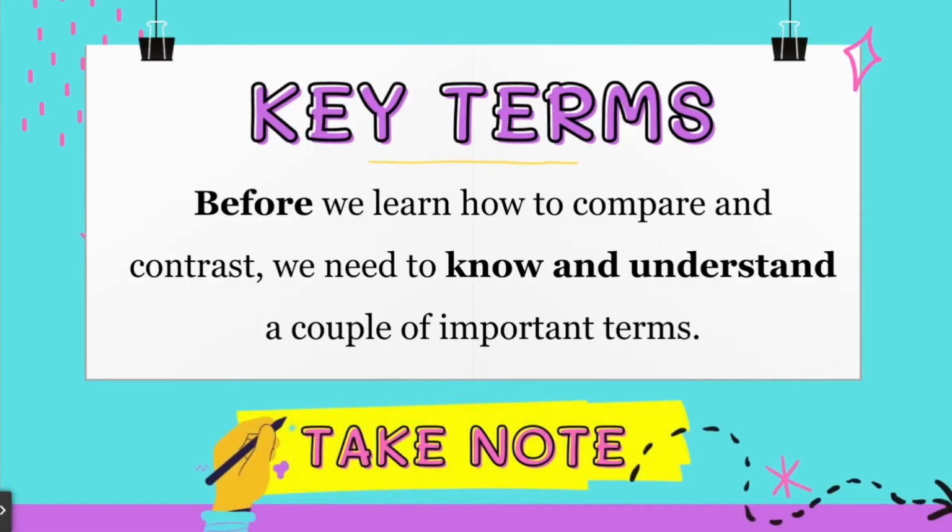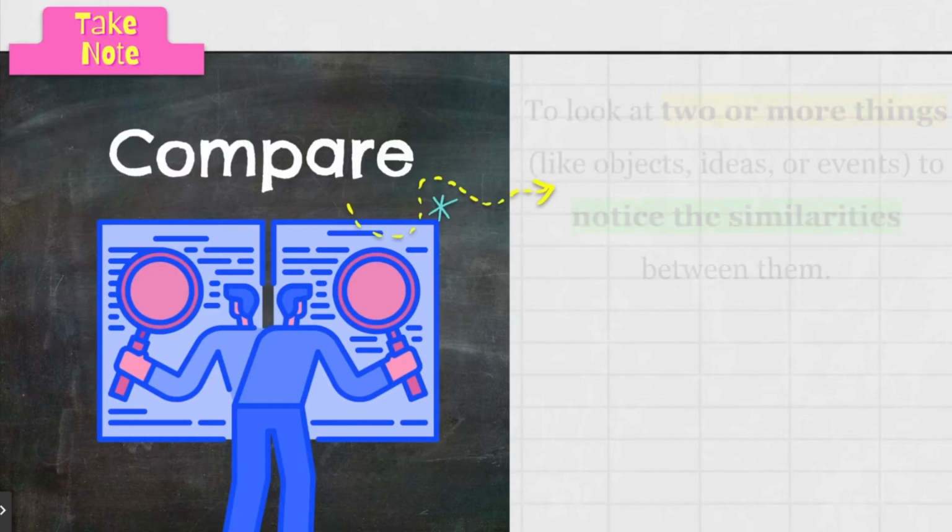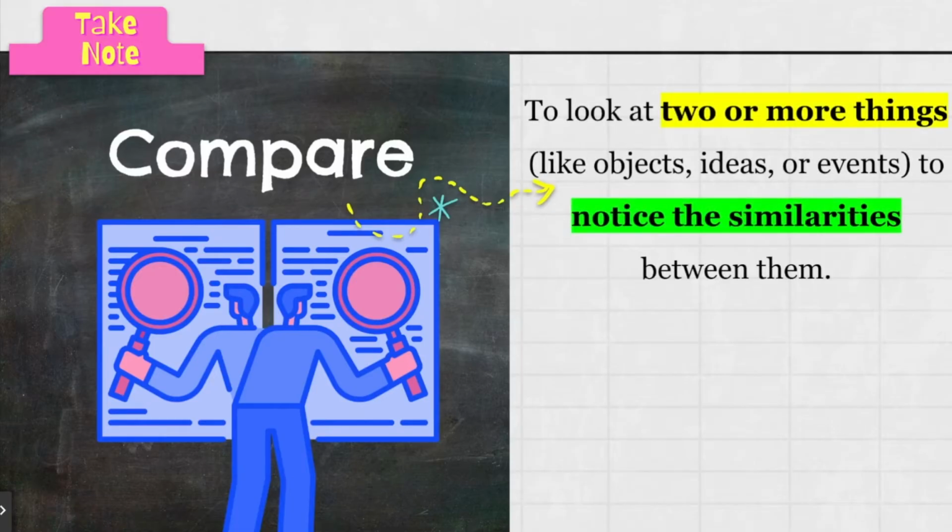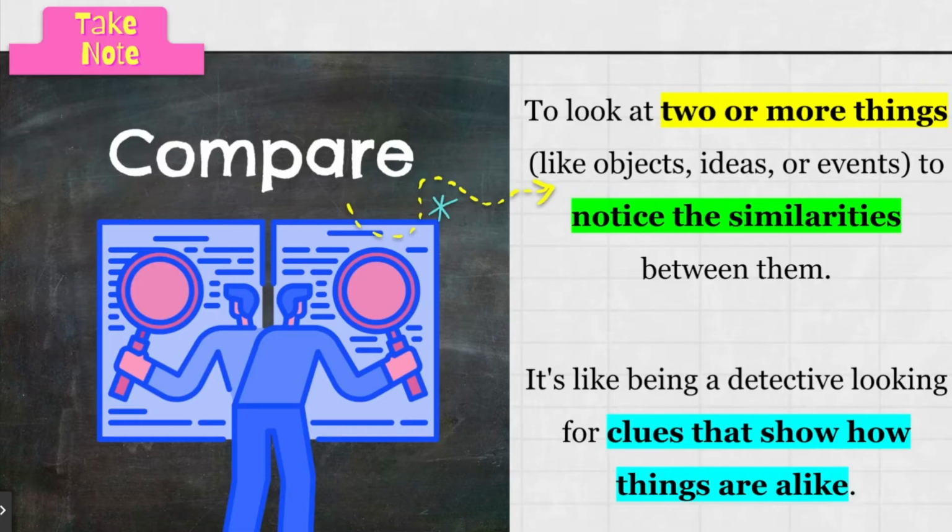So first, we have compare. Compare is just when we're looking at two or more things like objects, ideas, events, characters, and we're noticing the similarities between them. So it's like we're being detectives looking for clues to show how things are alike.